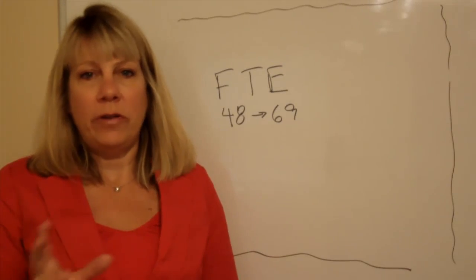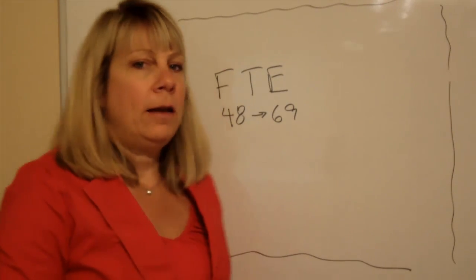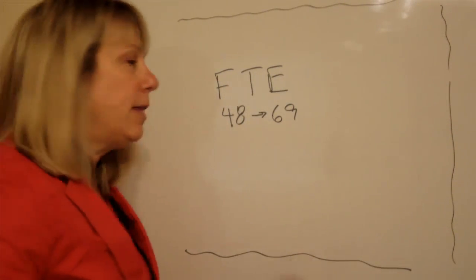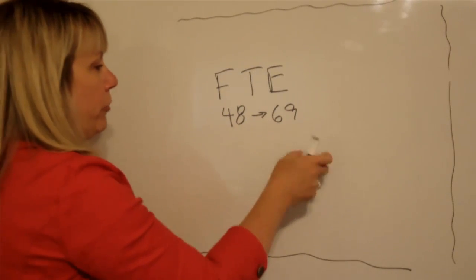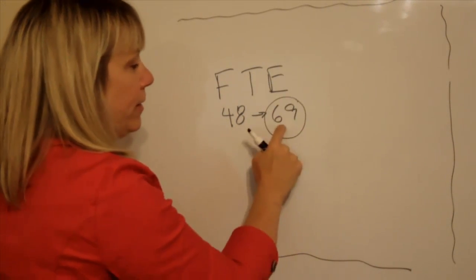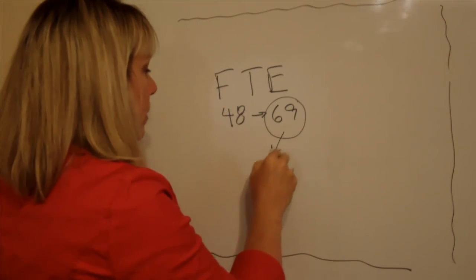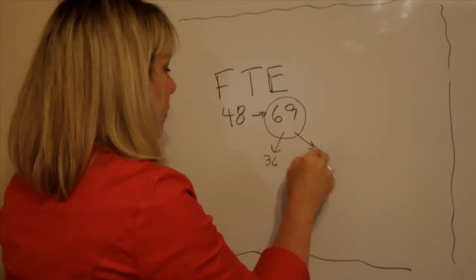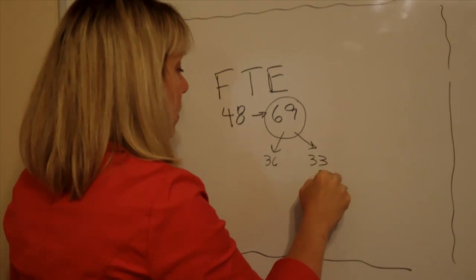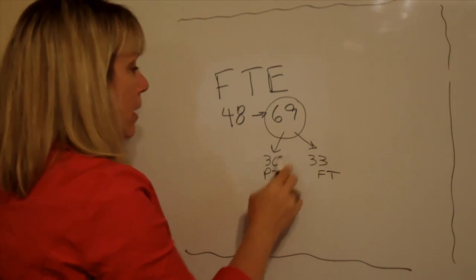Because the way that I understand that ProCare does it, which I think is pretty accurate, is that you want to look at all your total children. So he's at 69 now, and of the 69, he's at 36 part-time and 33 full-time. Okay? Hopefully you can see that.